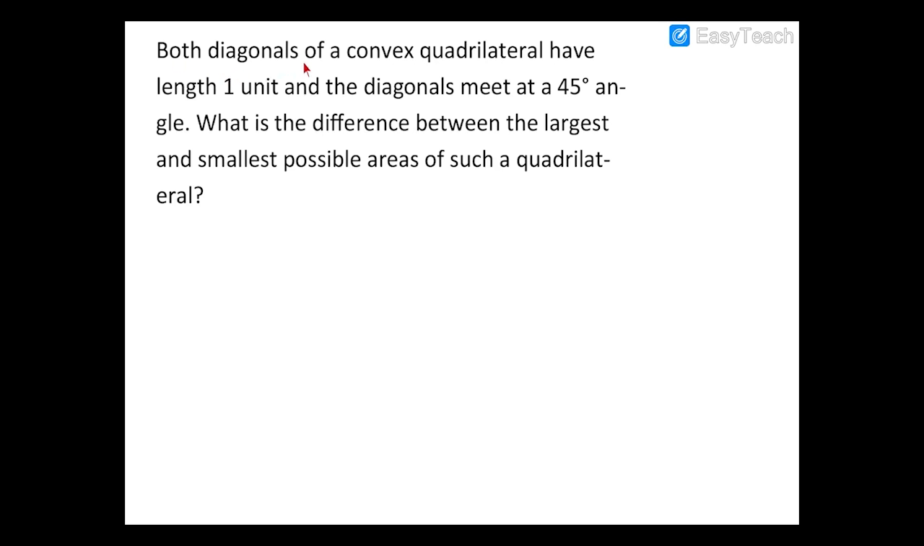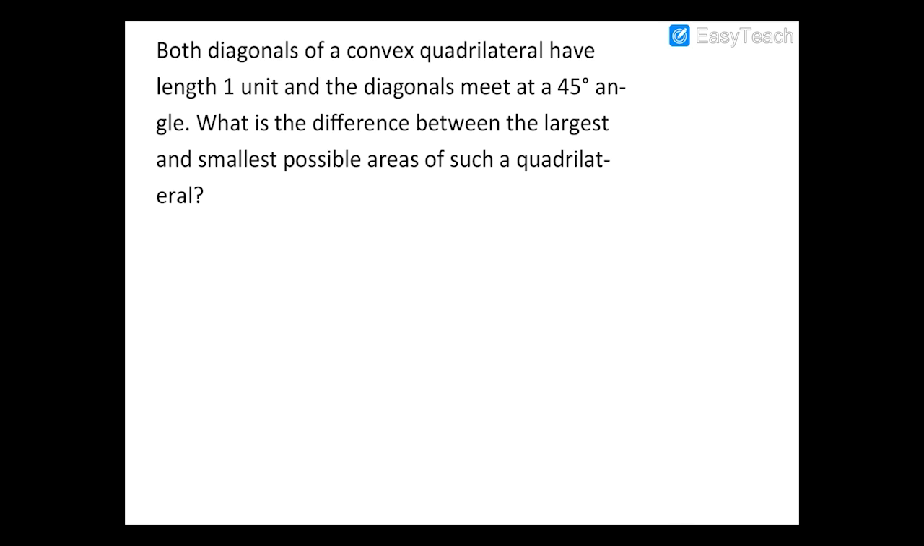The question says both diagonals of a convex quadrilateral have length 1 unit and the diagonals meet at a 45 degree angle. What is the difference between the largest and the smallest possible areas of such a quadrilateral?